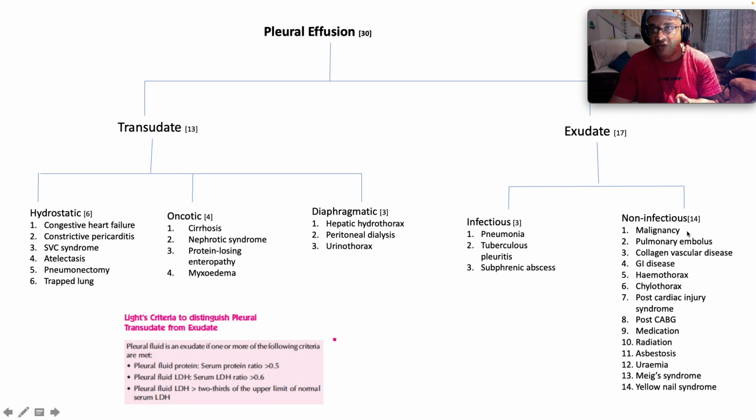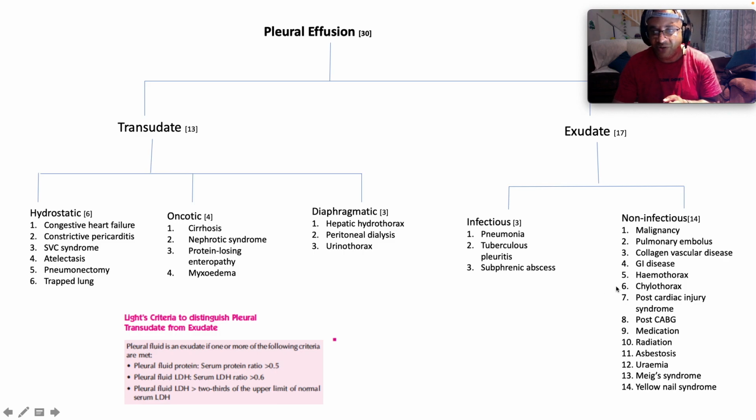Malignancy, especially in a patient who's a smoker, right? Remember, COPD per se does not give you a pleural effusion. If you see a pleural effusion in a patient who has a long-standing smoking history with clinical stigmata of COPD, you got to be thinking either they have bronchiectasis, a lung abscess, or they have a malignancy happening, right? Pulmonary embolus, collagen vascular disease, right, especially lupus, GI disease, hemothorax, chylothorax, right?